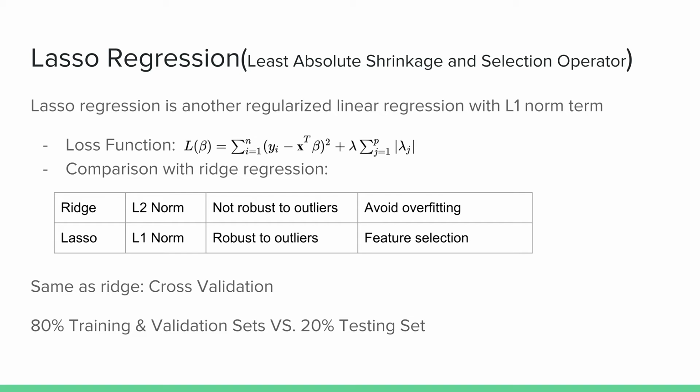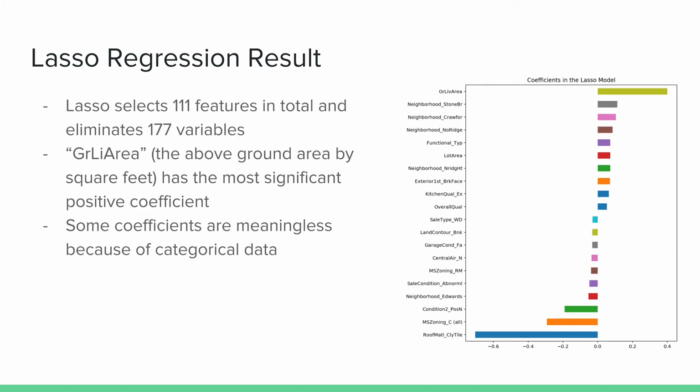The original dataset has 79 columns, which means 79 features. After preprocessing, we have around 300 features. Among them, there are some meaningless features, and lasso can get rid of them and select only useful features. Still, we use cross-validation to choose the appropriate parameter lambda. After training, lasso selects 111 useful features and eliminates 177 features.